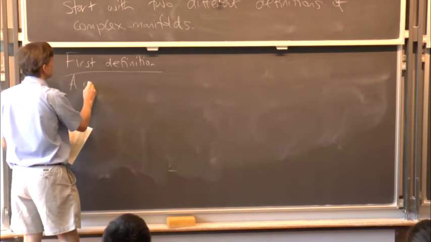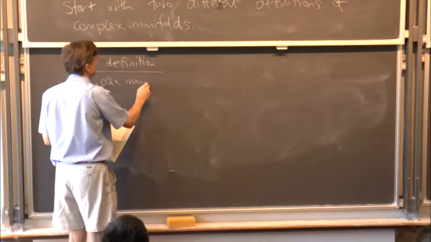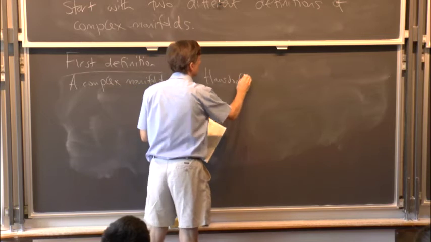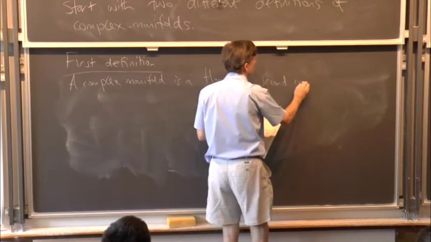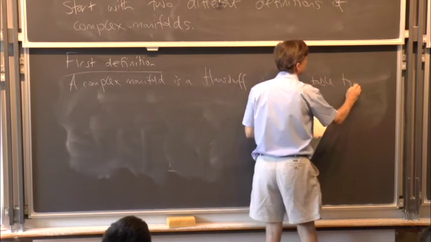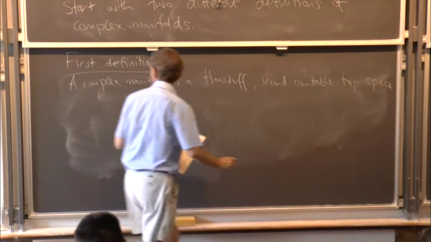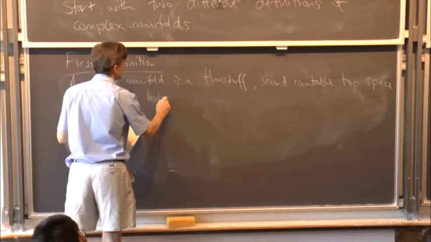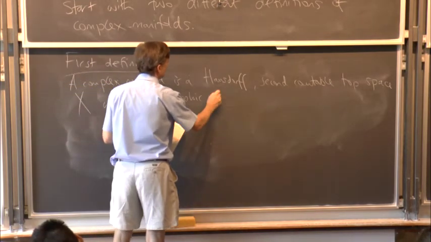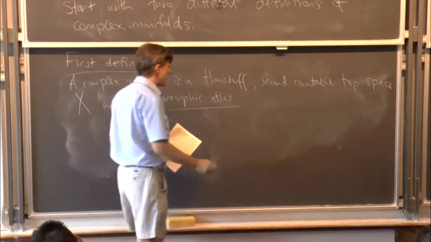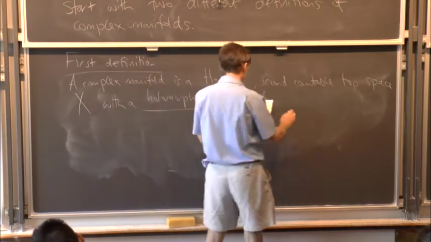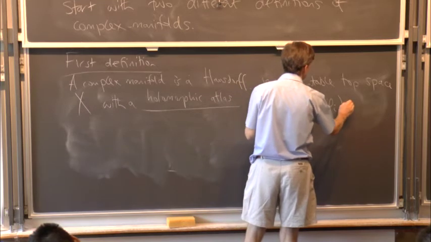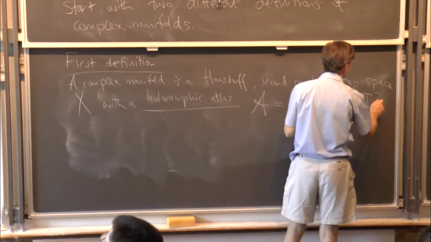So a complex manifold is a Hausdorff and second countable topological space, big X, with a holomorphic atlas, curly A. As for real manifolds in the first lectures, I'm going to write this as a set of pairs (U_i, phi_i), where little i lies in some indexing set big I.